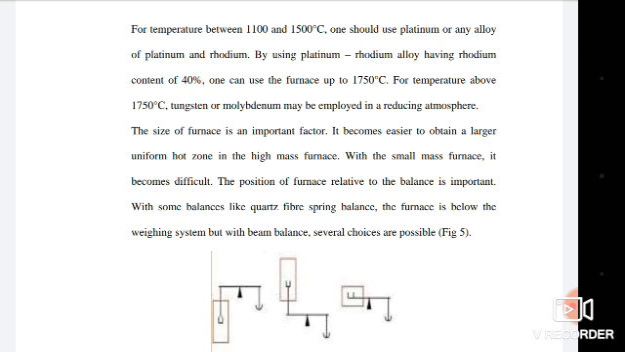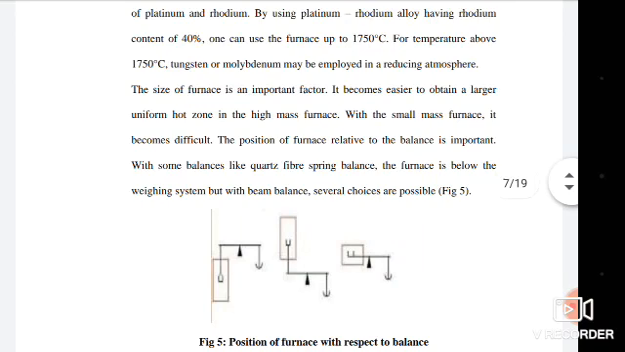The size of the furnace is an important factor. It becomes easier to obtain a larger uniform hot zone in a high mass furnace. So the requirement is to obtain a larger uniform hot zone in the high mass furnace.